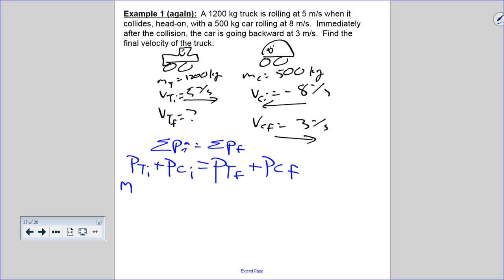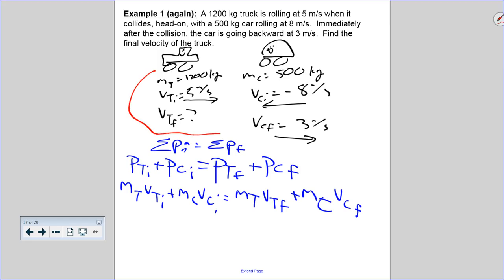So this is mass of the truck times the velocity of the truck initially plus the mass of the car times the velocity of the car initially equals the mass of the truck times the velocity of the truck final plus the mass of the car times the velocity of the car final. Okay? So notice there are 6 variables here. There are 2 masses, car and truck, and 4 velocities, 2 initials, 2 finals. Every problem is going to give you basically 5 of the 6, and you're going to solve for the missing one. All right, so let's plug our numbers in.